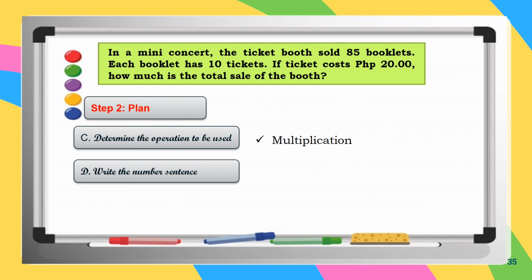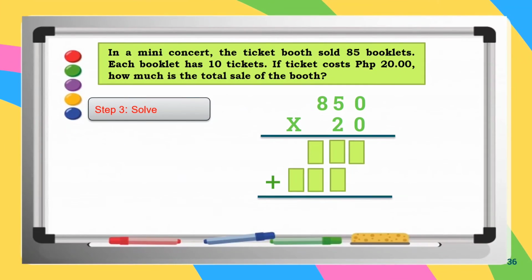Next is, write the number sentence. Our number sentence is 85 times 10. Then, when we get the product of 85 and 10, it will be multiplied to 20 equals n. So 850 times 20 is equal to n. Step 3 is to solve. So let us multiply 850 and 20.